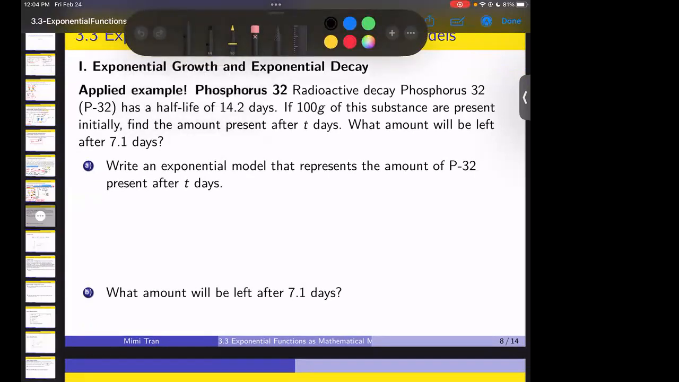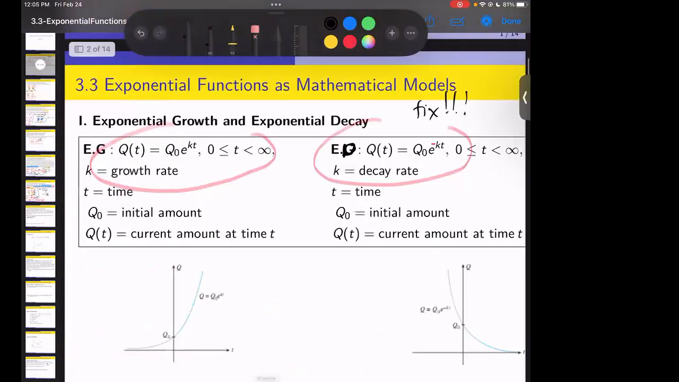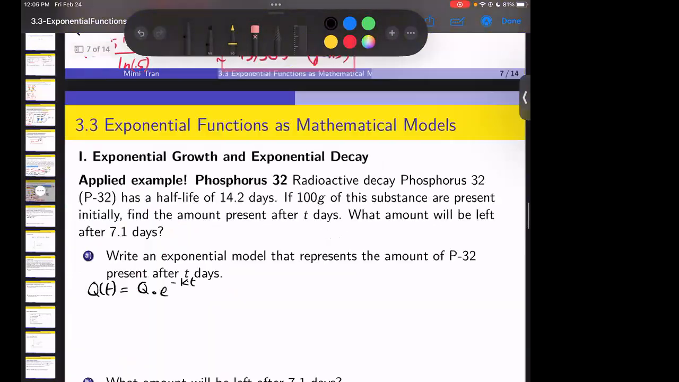So let me write out the formula. It is decaying, so it's Q(t) equals Q naught times e to the negative kt. I forgot what letter we use. In a different class, we use a different letter. K, okay, we use K. So in this, negative K.